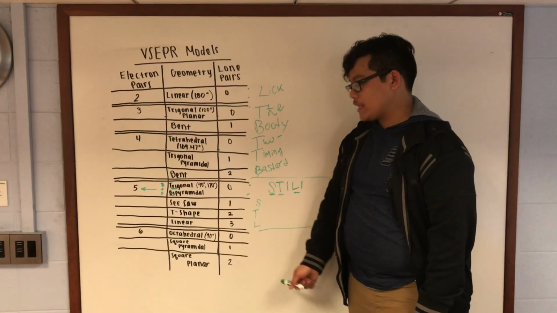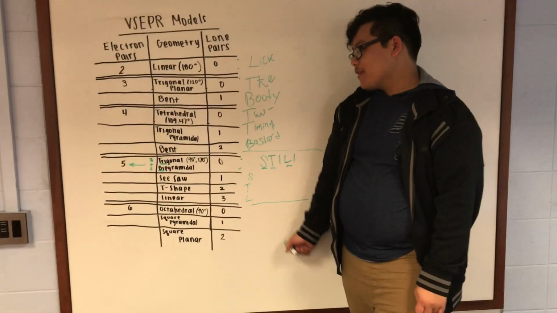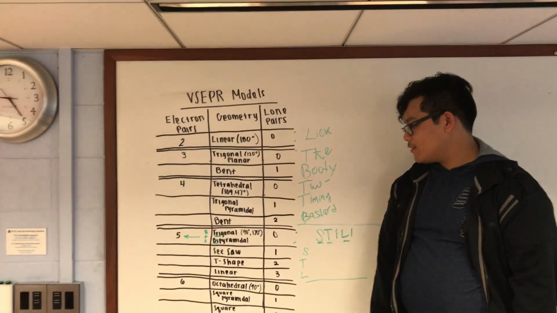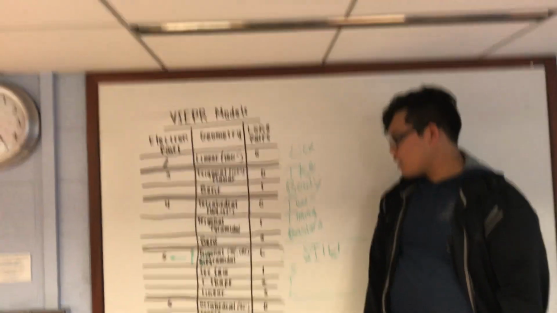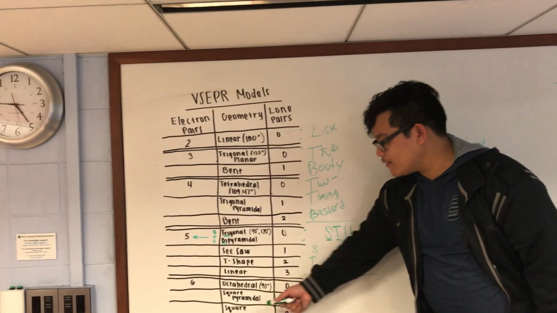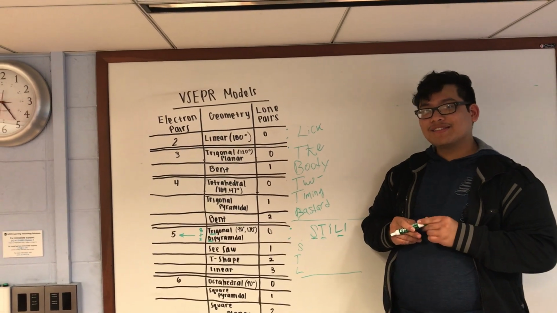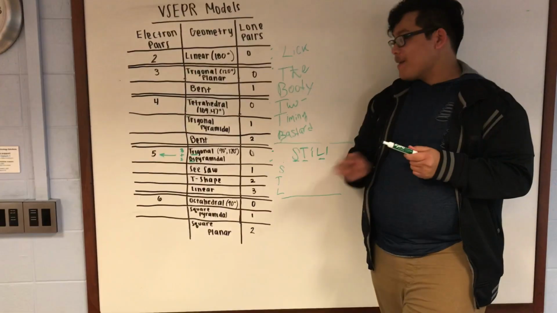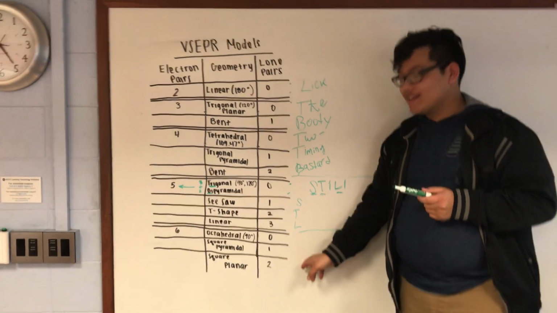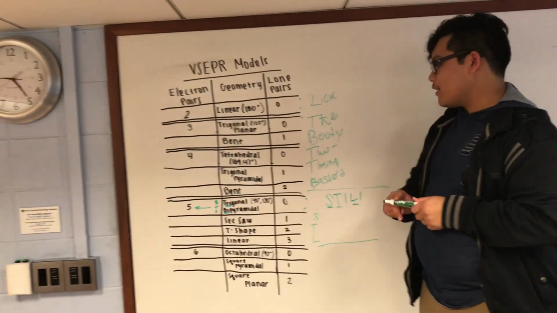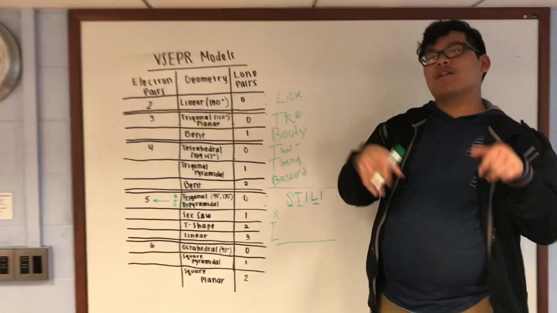The way to memorize octahedral, I got nothing. I just have OSS in my head. Isn't the OSS from Spy Kids? Octahedral, square pyramidal, square planar. Yeah, I just memorized that. I'm not gonna draw it.